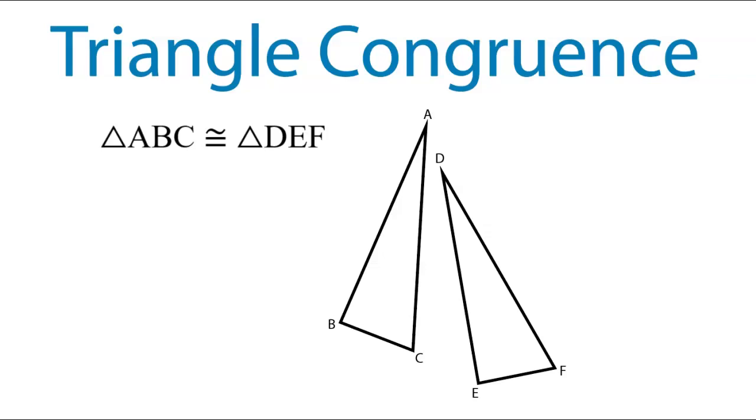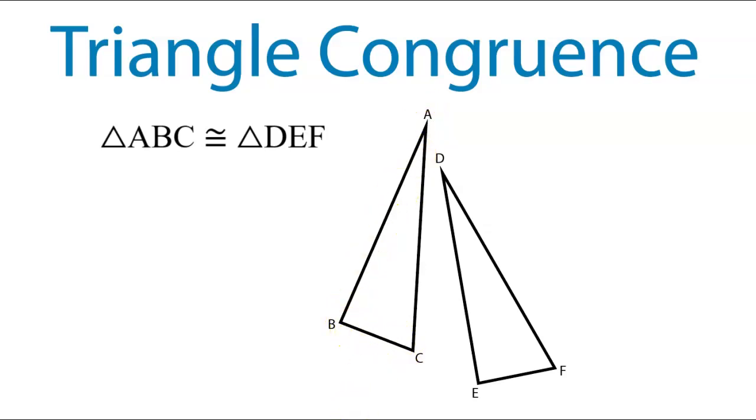All right, triangle congruence in geometry. You guys are going to do so much triangle congruence. It's a huge thing. A little bit of notation to start us off. This symbol is a triangle. It means triangle. No kidding. So triangle ABC refers to triangle ABC.